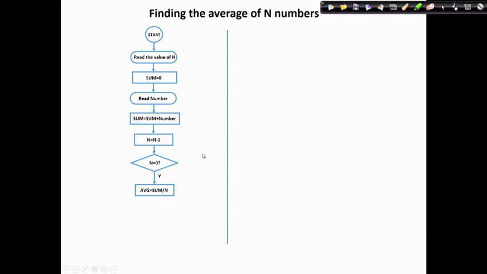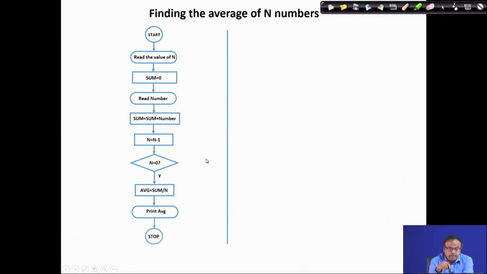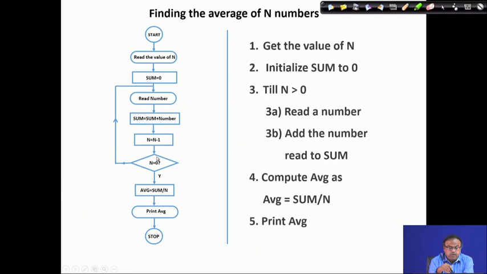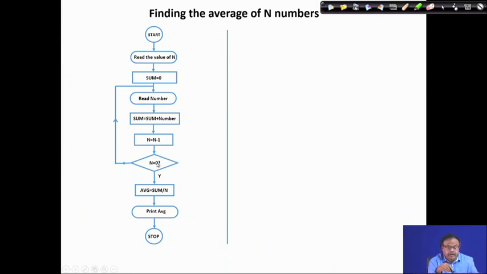Otherwise, if n is not equal to 0, then let us look here. If n is not equal to 0, no, then I will go back here again. Look at this part. I will go back here again and read number. I will read the second number and add it to sum. I will go over here, decrement. So, I have read two numbers. Now how many are yet to go? 98. Is n 0? No, n is not 0.